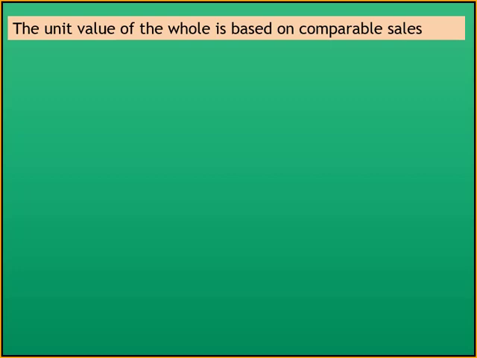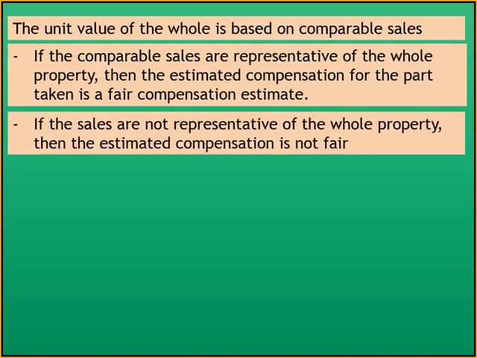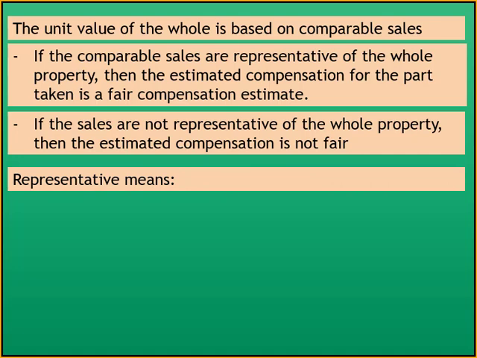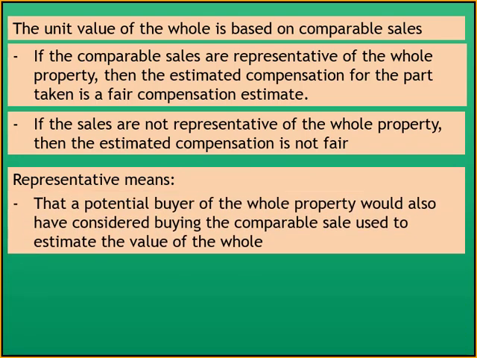The unit value of the whole is based on comparable sales. If the comparable sales are representative of the whole property, then the estimated compensation for the part taken is a fair compensation estimate. If those sales are not representative of the whole property, then the estimated compensation is not fair to the property owner. Representative means that a potential buyer of the whole property would also have considered buying the comparable sale used to estimate the value of the whole.